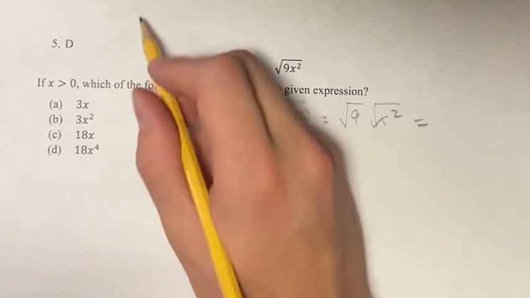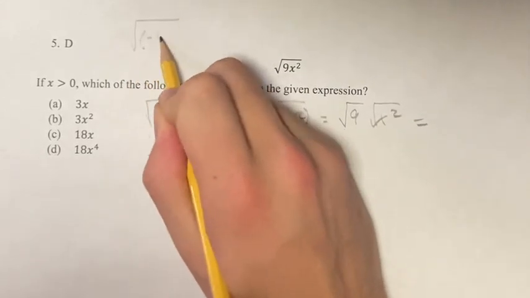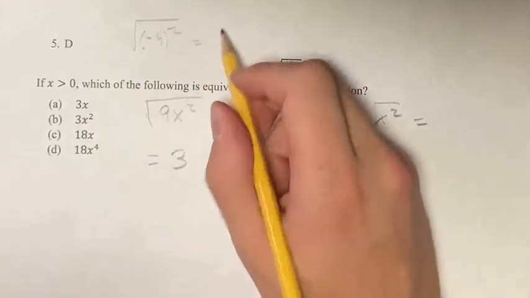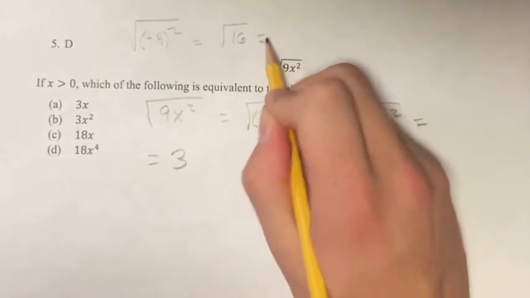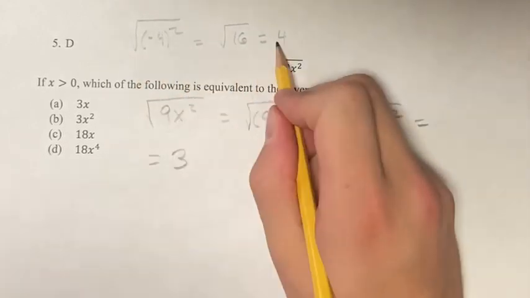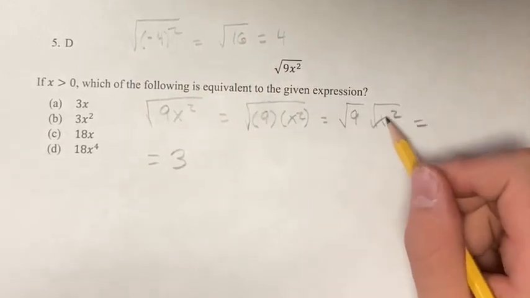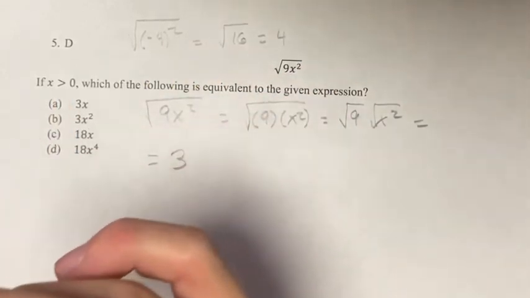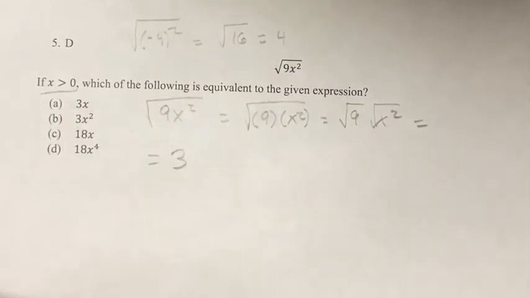But if you have something like, okay, we have the square root of negative 4 squared. Is this equal to negative 4? Well, negative 4 squared is 16, so we have the square root of 16, and this is 4. So this is not equal just to plain old x. That's why we have the given statement that x is greater than 0, right?